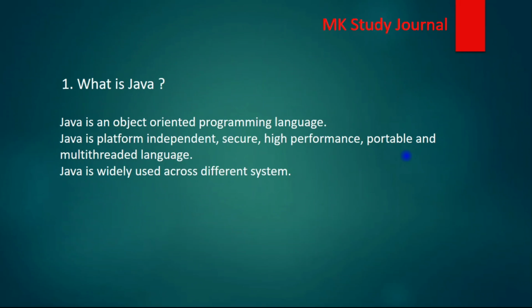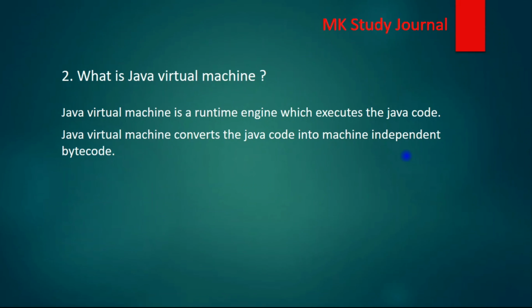So what is Java? Java is an object-oriented programming language, and the key features of Java are that it is platform independent, secure, high in performance, portable, and a multi-thread language. And currently Java is widely used across different systems. So move on to the next question.